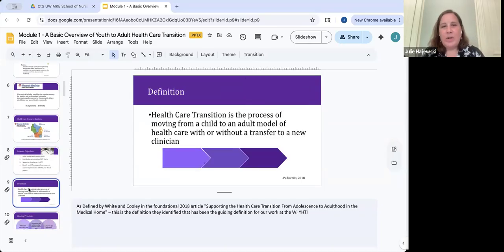So again, definition of healthcare transition. This comes directly from the foundational article that the majority of this work comes from, which is White and Cooley, supporting the healthcare transition from adolescence to adulthood in the medical home. That article has been reaffirmed at least once since this 2018 version. I still usually reference the 2018 version because the 2023 version really just changed some dates and not much for content. So I typically will reference the 2018 version, but that is foundational literature that supports almost all of our health transition work.